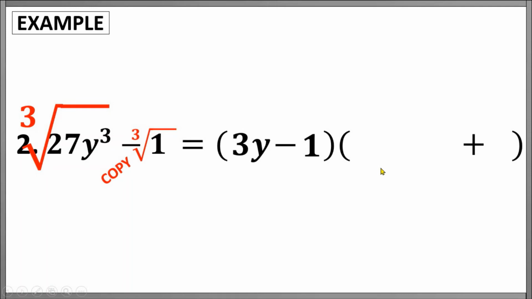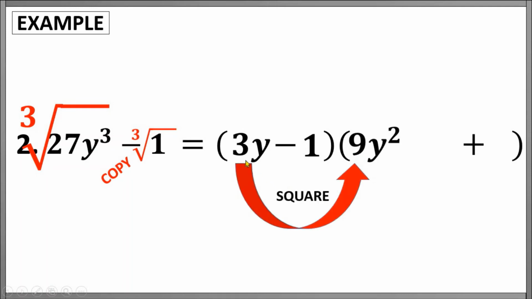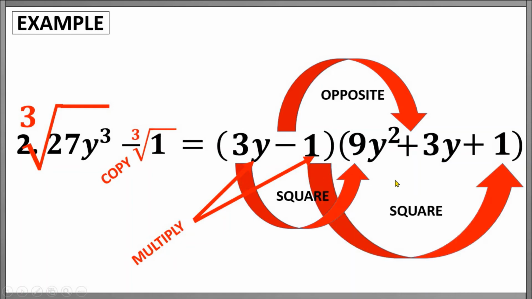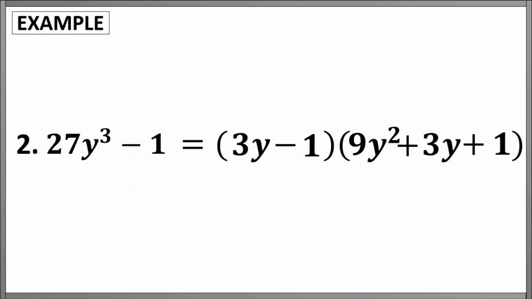Next, for the trinomial factor, we get the square of the first term on our binomial factor. The square of 3 is 9, that is 3 times 3, and the square of y is y squared, of course. Now we will take the opposite sign on our binomial factor. We should write plus sign here. Next, we will multiply 3y and 1, which is 3y. And then lastly, we will get the square of 1, which is still 1. Therefore, the answer is the quantity 3y minus 1 times the quantity 9y squared plus 3y plus 1.